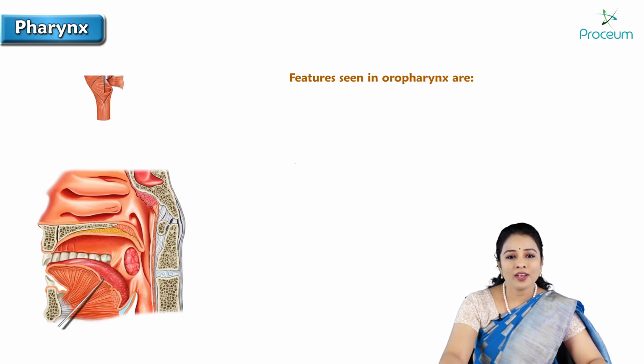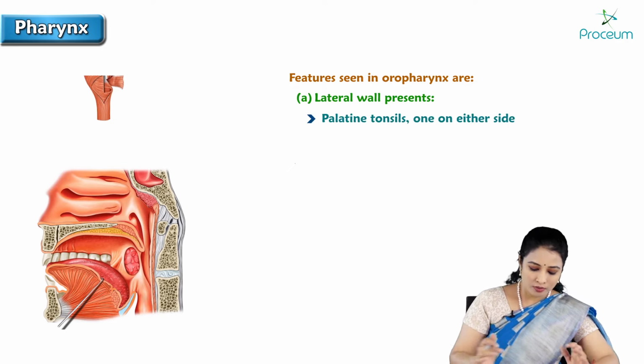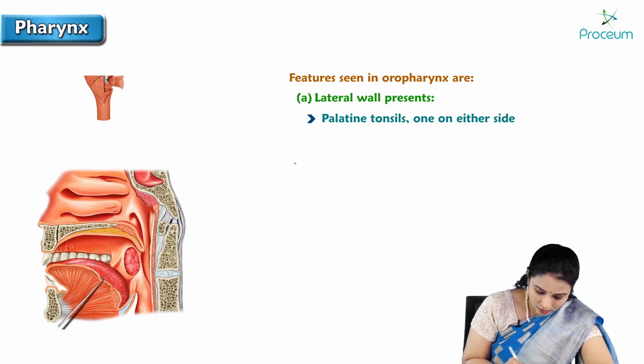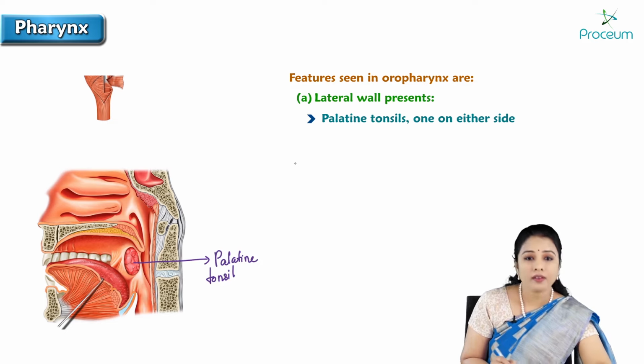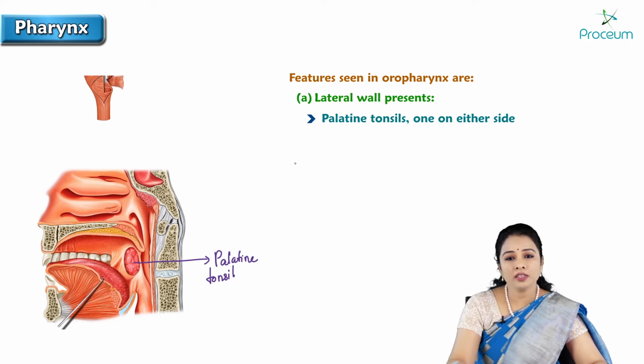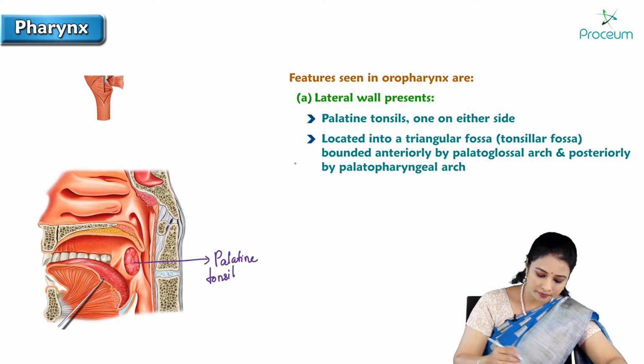Features seen in the oropharynx: the lateral wall presents palatine tonsil. So oropharynx is below the soft palate and above the epiglottis. So you can see palatine tonsil which is present on either side of the oropharynx and located in a triangular fossa called tonsillar fossa, and this tonsillar fossa is bounded anteriorly by palatoglossal arch and posteriorly by palatopharyngeal arch.